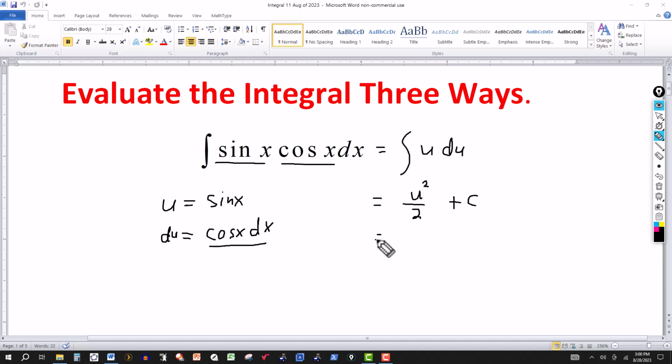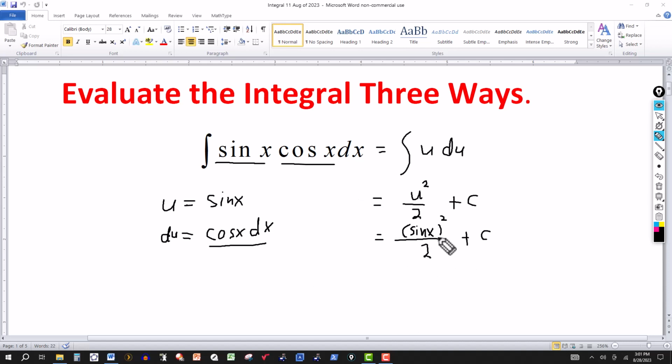Now we go back to the original variable here, so for the u, we put sine of x, quantity squared, over 2, plus the constant of integration. And this would be another answer using this method. Now it doesn't look like the first answer, but it's just in a different form. I could actually take the first answer and use some trig identities and rewrite it so it does look like this one. But that's another answer.